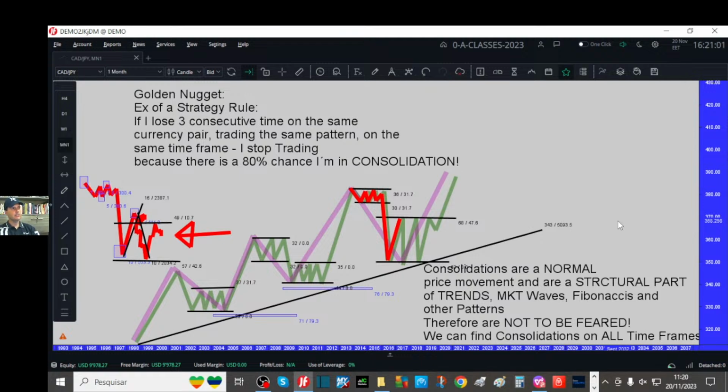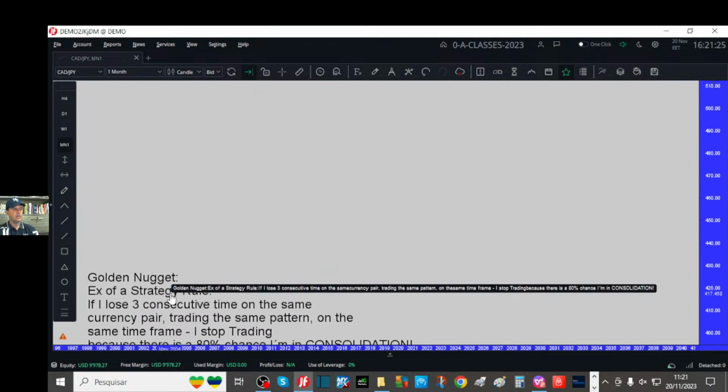If I lose 3 consecutive times on the same currency pair, keyword, I need to be consecutive, trading the same pattern on the same time frame, then I stop trading because there is an 80% chance I'm in consolidation. What does this mean, right? This is how we lose on consolidation, everybody. And is this picture, right? How does this go?